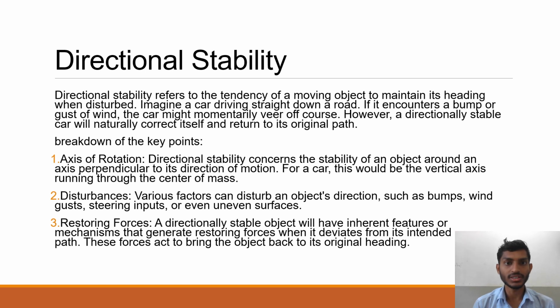Breakdown of key points. First, axis of rotation. Directional stability concerns the stability of an object around an axis perpendicular to its direction of motion. For a car, this would be the vertical axis running through the center of mass. Second, disturbances. Various factors can disturb an object's direction, such as bumps, wind gusts, steering inputs, or even uneven surfaces.